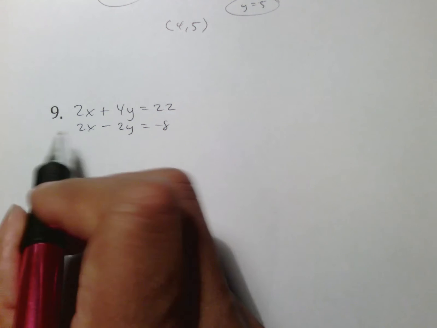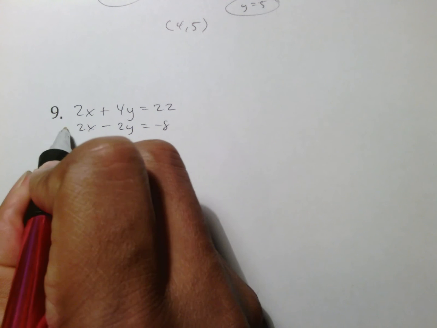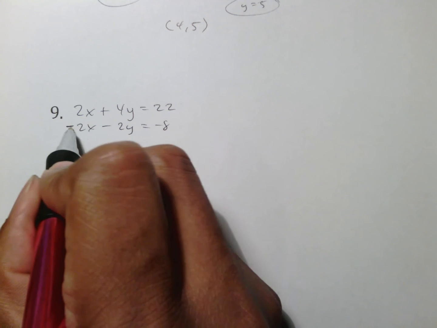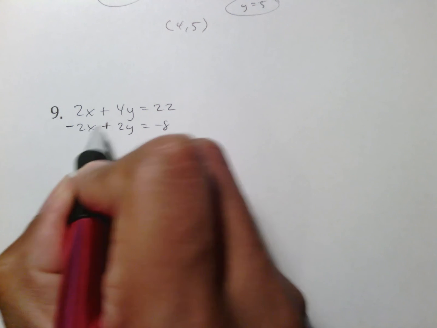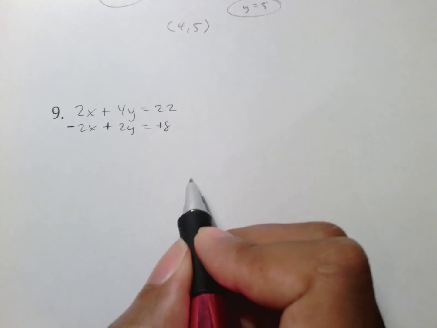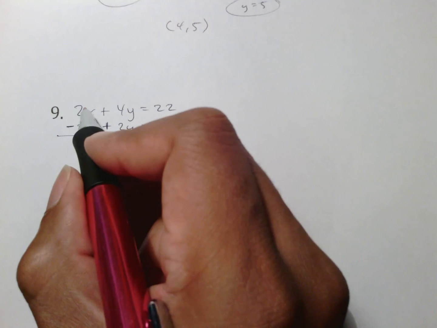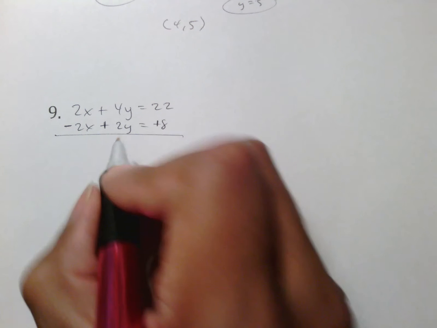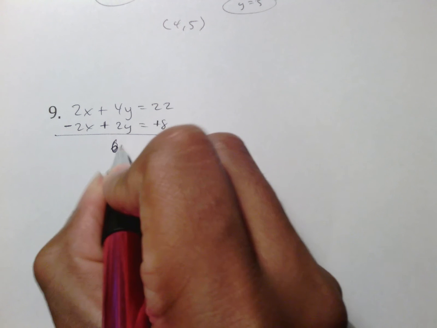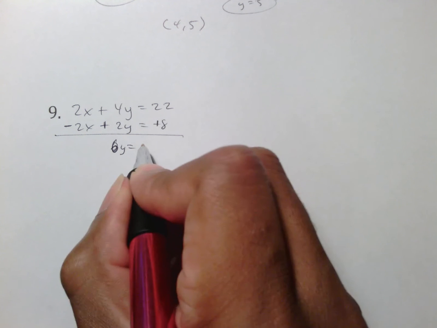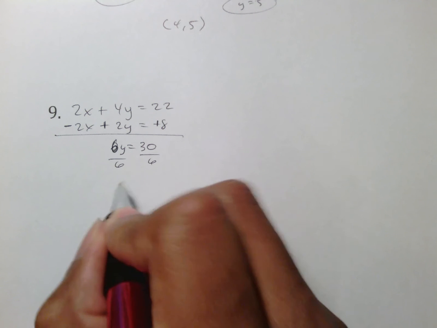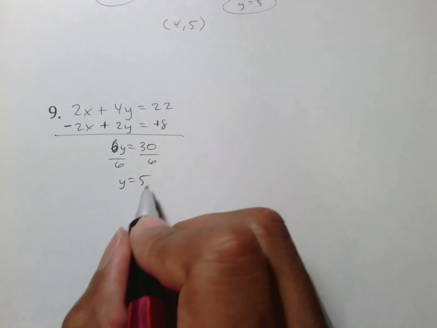And so if you remember, we can switch signs on things, and what we're going to do now is actually switch all the signs. So we're going to switch to 2x, which means we have to also switch to 2y, which means we also have to switch to 8. When we do that, we now have a positive 2x and a negative 2x, which go away. 4y and 2y make 6y, and then 22 and positive 8 make 30. Dividing both sides by 6, you end up with y equals 5.